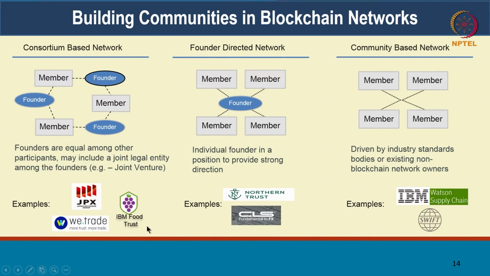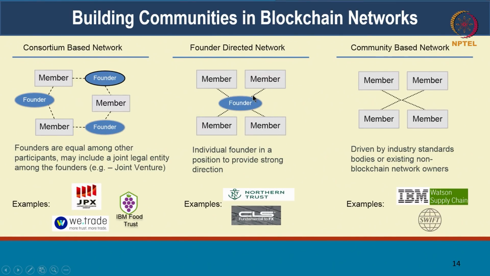Some of the examples I can cite, IBM is involved in some of them. There's Food Trust, which we are working on in partnership with Walmart and many other supply chain players. We have an ongoing project with Japan Stock Exchange, to bring some of the securities trading capabilities onto blockchain. And again, we.trade is a consortium of banks that have come together for trade finance. Right, so those are some of the consortium-based networks.